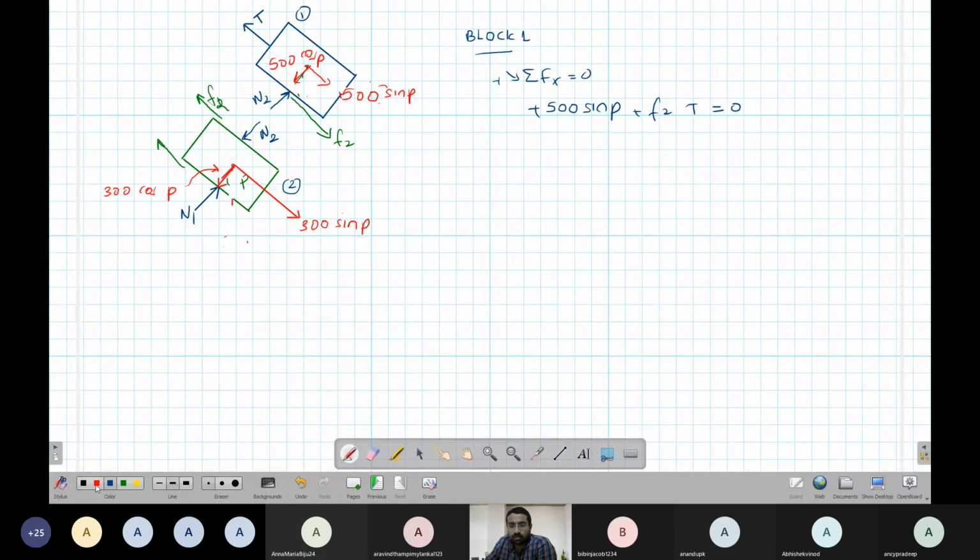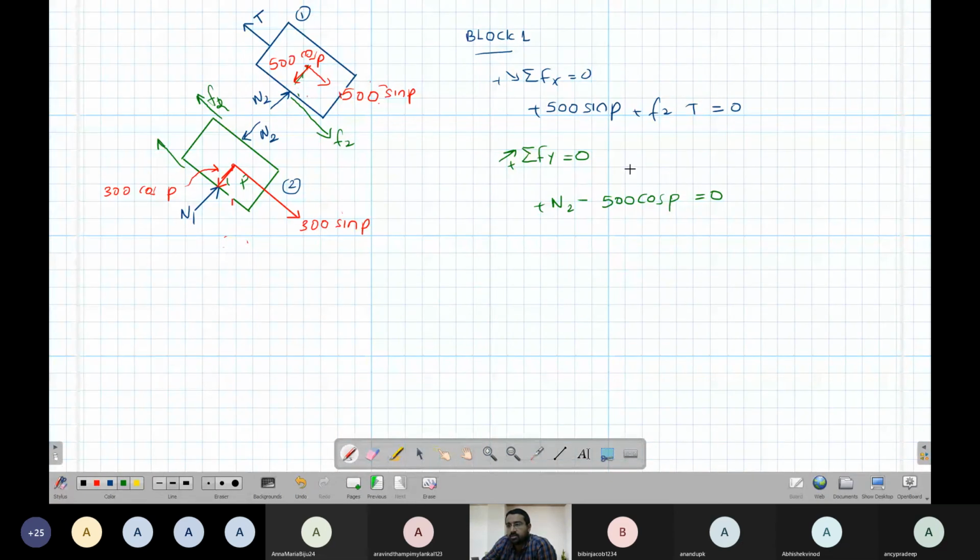Okay. We can also write the summation of all forces in capital Y equal to 0. This is the positive direction, so this is positive. N2 is there, which has a positive sign. 500, minus 500 cos P. This will be equal to 0. Okay, vertical direction, E direction: force N2 upward, 500 cos P downward. Okay, so this is another equation.